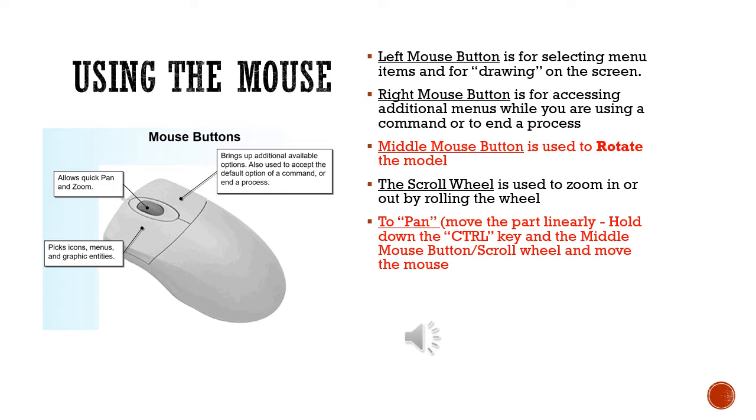Now here's where it's different than Inventor. The middle mouse button is used to rotate the model. The scroll wheel is the same, and that'll let you zoom in and out. In order to pan, what you have to do is hold down the control key and then hold down the middle mouse button and move the mouse in order to pan, which would move the part linearly on the screen.